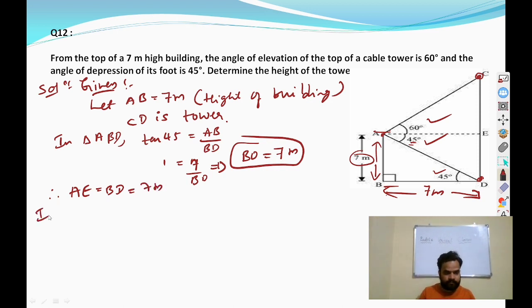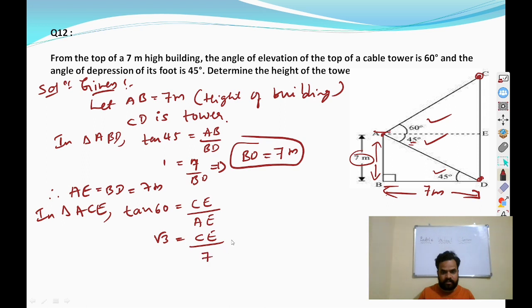Now in triangle ACE I am considering. Observe where it is, ACE here it is. In this triangle, again 60 degrees there, I will take tan 60 degrees equals opposite, which is CE, adjacent is AE. Tan 60 value is root 3. CE we don't know, keep as it is. This we got as 7. So this implies CE is equal to 7 root 3 meter.